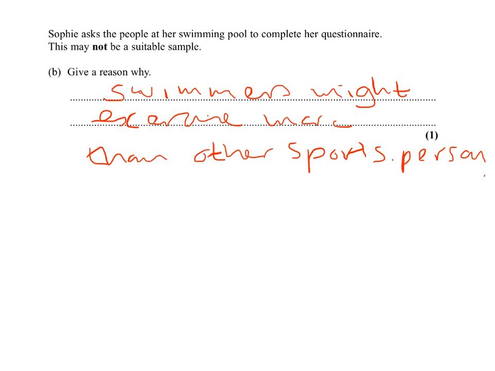So the second part of the question I've written in the answer already, but Sophie asked the people at her swimming pool to complete their questionnaire, and it says this might be alright, but it may not. Well, one reason it might not be is it might be that swimmers might exercise more than other persons, other sports people. So if they did, then you wouldn't get a representative answer. So it's only one type, so they might exercise more. There might be some bias. So if you say something like that, you'll get the answer right.